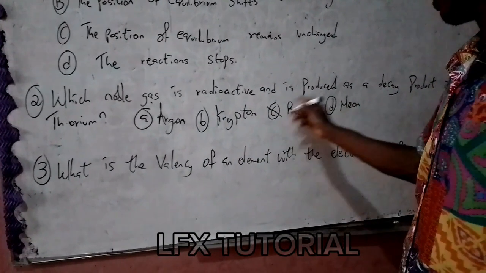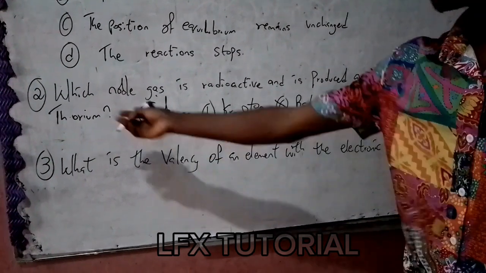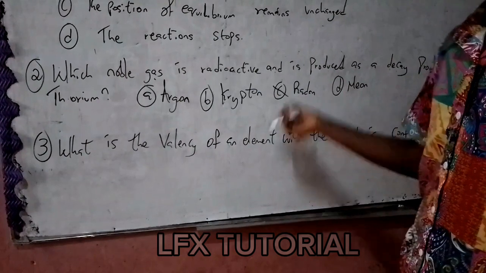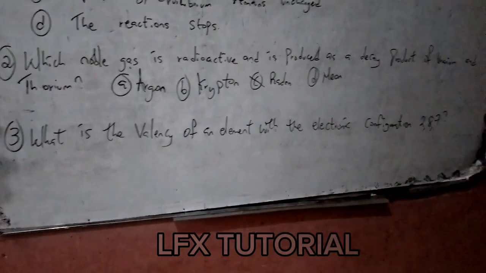It is produced when the uranium decays, and the thorium decay also produces radium. So radium is the answer, which is C. Now let's go to number 3 question.